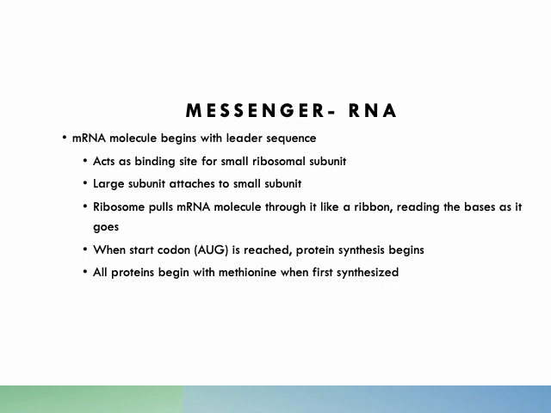Okay, they're going to basically sandwich that RNA in it like a ribbon, and it's going to pull it through and read it. It's going to keep pulling it through and reading it until it finds a start codon, or AUG. As soon as it sees that AUG, it knows it's time to start building. Once it reaches AUG, it's going to find a tRNA and say, hey, go get me this amino acid.